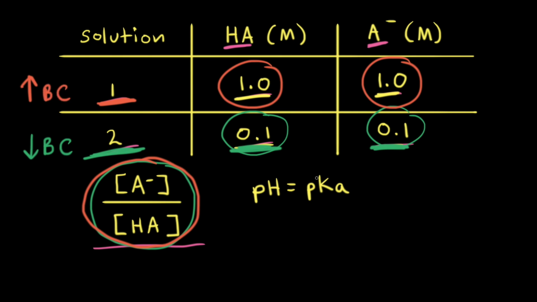Another way to think about buffer capacity is to imagine we had these two solutions, solution 1 and solution 2, and both started out at the same pH. And then we added either small amounts of acid or small amounts of base to both buffer solutions. At first, in both solutions, the pH would remain relatively close to the pKa value because buffers resist large changes in pH. However, since solution 2 has a lower buffer capacity, eventually the buffer would stop being effective and the pH would change dramatically. Because buffer solution number 1 has a higher buffer capacity, we could add more acid or base to it before the buffer loses its effectiveness.